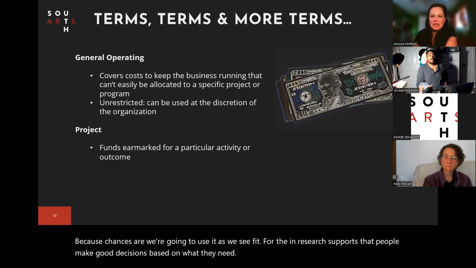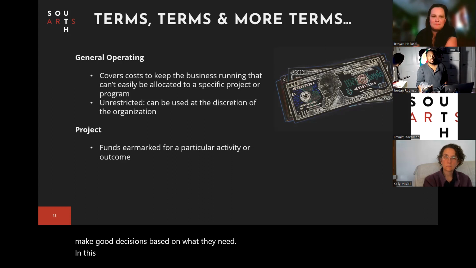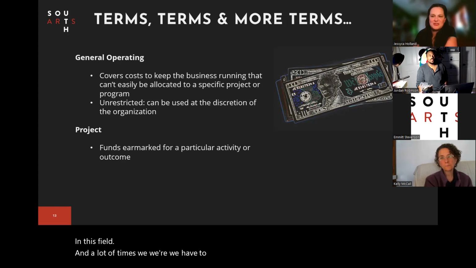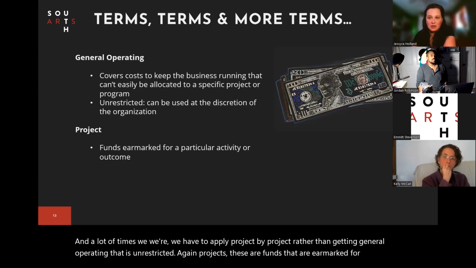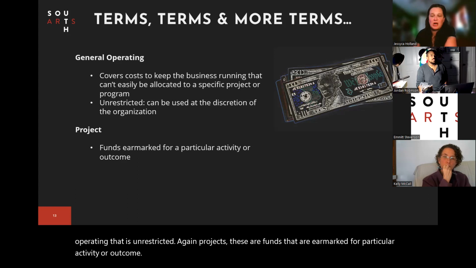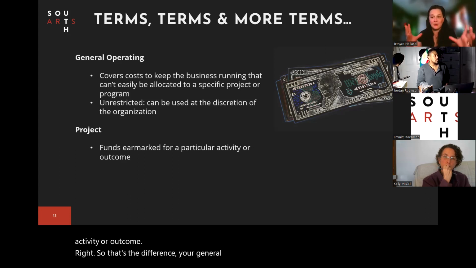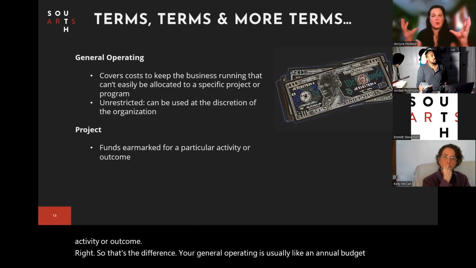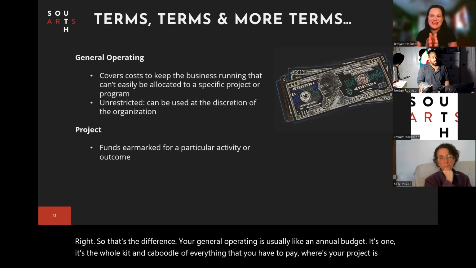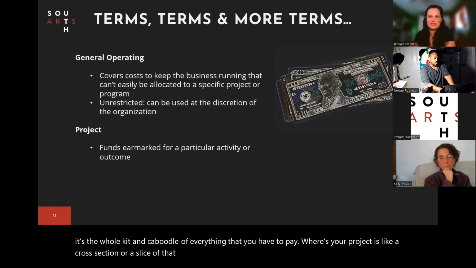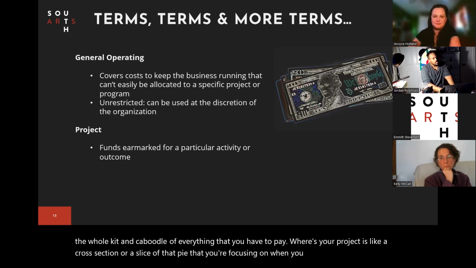Unfortunately, in this field, a lot of times we have to apply project by project rather than getting general operating that is unrestricted. Again, projects are funds that are earmarked for a particular activity or outcome, right? So that's the difference. Your general operating is usually like an annual budget. It's the whole kit and caboodle of everything that you have to pay, whereas your project is like a cross section or a slice of that pie that you're focusing on when you do those numbers.